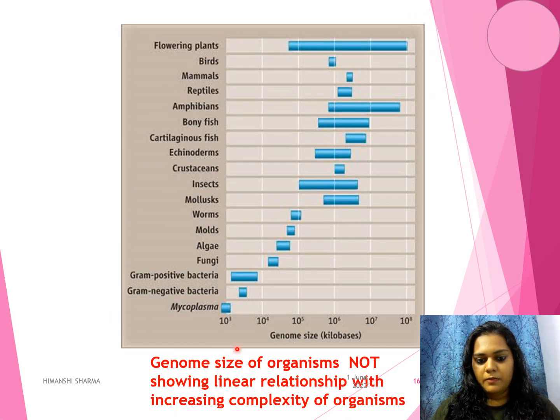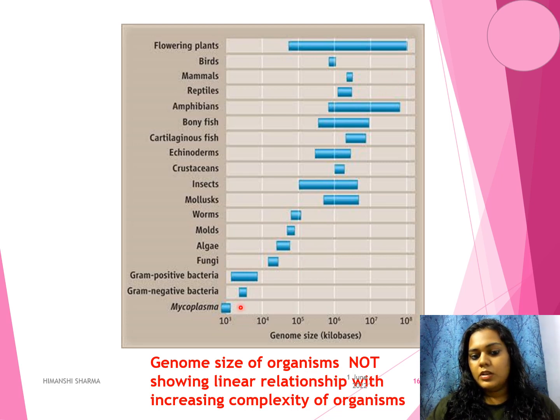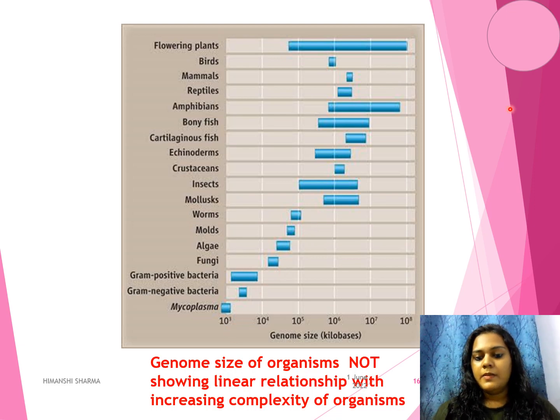Now here is a graph showing that the genome size of an organism does not show a linear relationship with the complexity of the organism, as we can see that this is obviously not linear. Mammals should have a larger genome size, but they don't, and the relationship that was once thought to be linear is not actually linear.